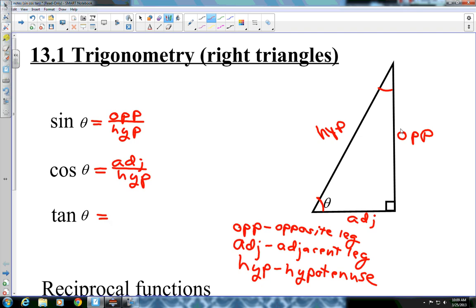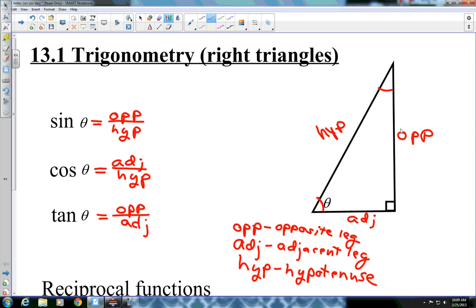The tangent function is defined as the ratio of the two legs of the triangle. So it's the length of the leg opposite divided by the length of the leg adjacent. In shorthand, opposite over adjacent. Okay? Hopefully those all look pretty familiar.